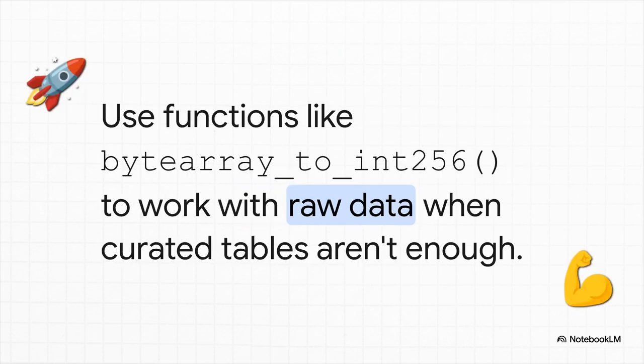Okay, so here's a real pro tip. What happens when those nice, clean tables aren't enough? For the really advanced stuff, Dune lets you get your hands dirty with the raw data. A popular trick in the community is using special functions like bytearray_to_uint256 to translate raw, messy byte data into a number you can actually use. This gives you almost unlimited power to analyze literally anything happening on chain.